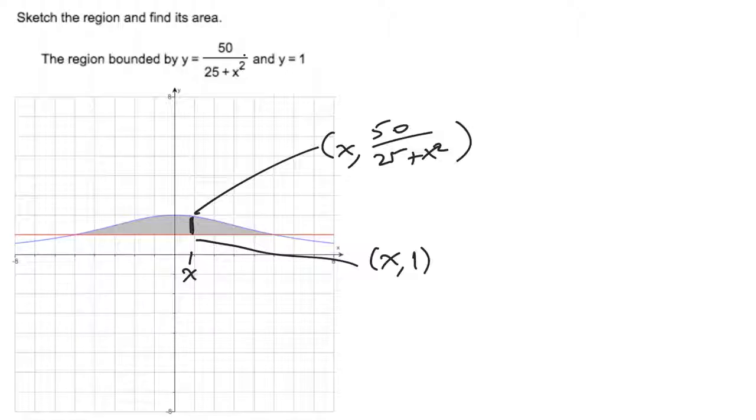The bottom of the slice is always when the y coordinate is equal to 1. So the difference between these two y coordinates is going to be the height of that slice, and the width is dx, or delta x for the first part of it. So our rectangle area will just be the difference in these two y coordinates.